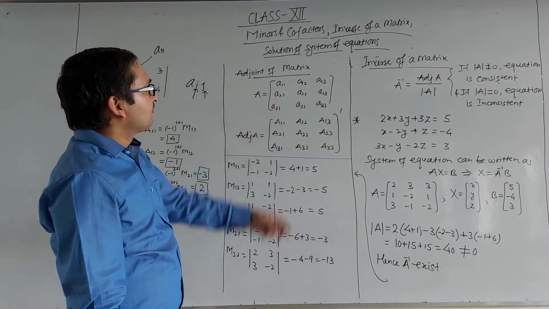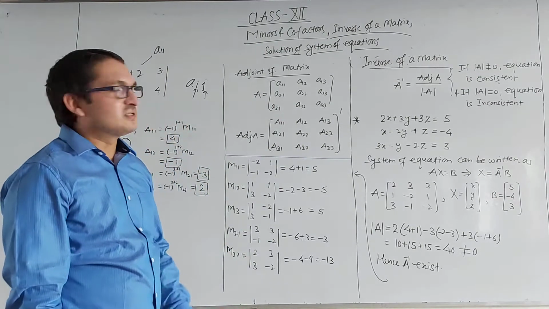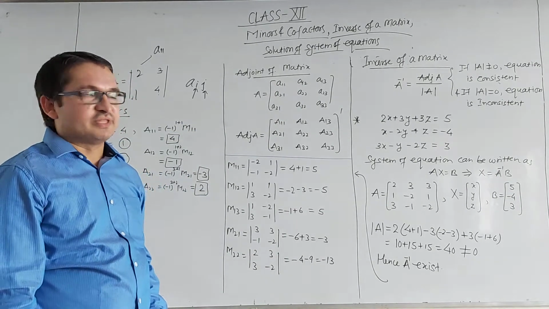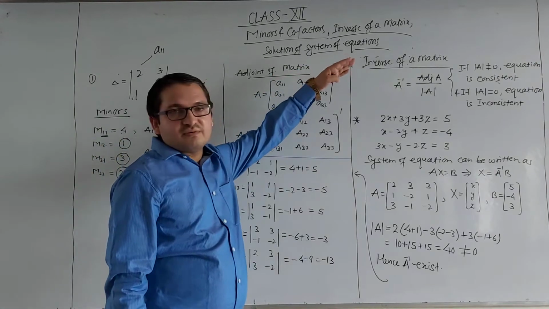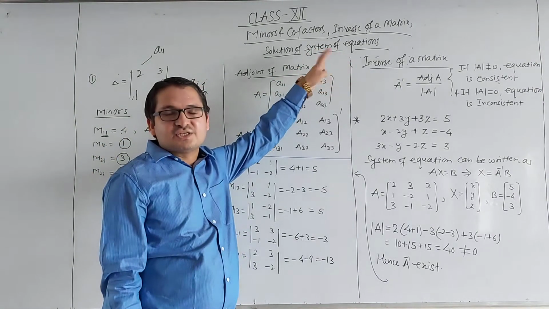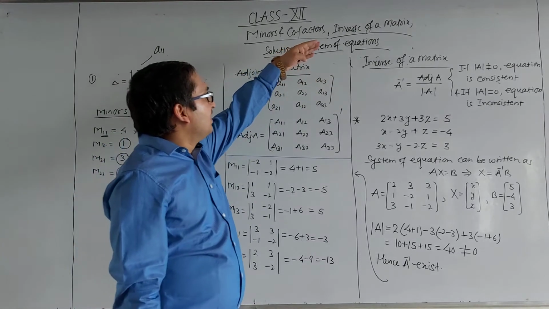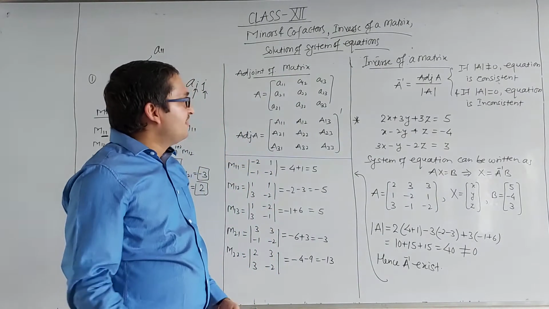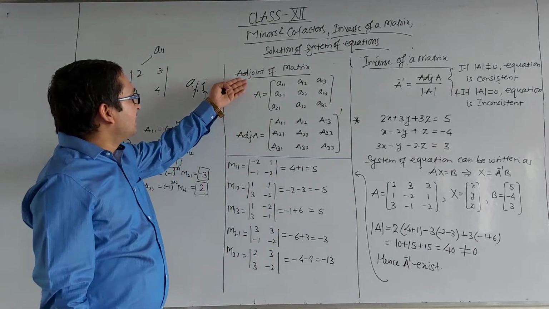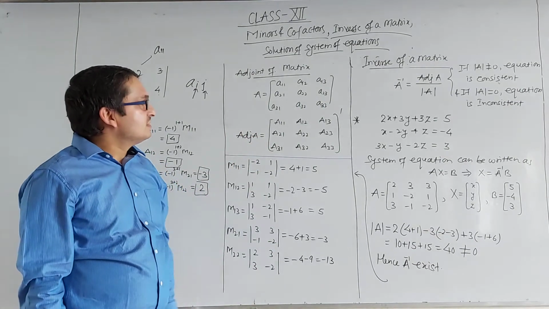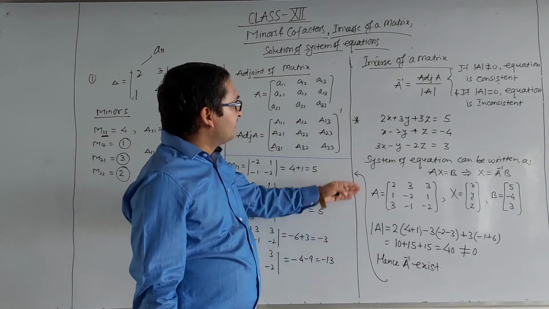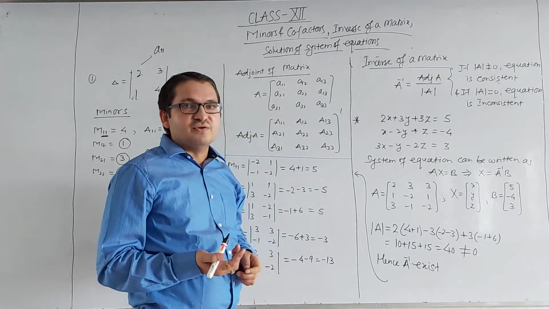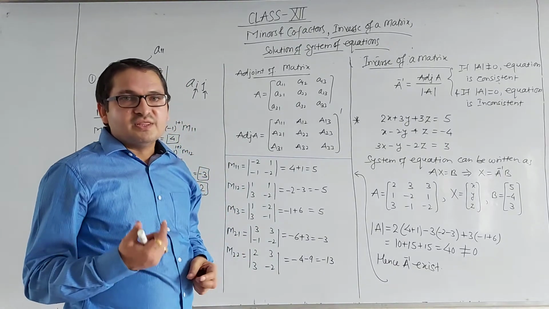Now we are going to discuss the inverse of a matrix and how to solve a system of simultaneous equations by matrix method. When you solve a system of simultaneous equations, we must know how to find the inverse. And before that, we need to understand what the adjoint of a matrix is. There are two methods to find the inverse of a matrix.